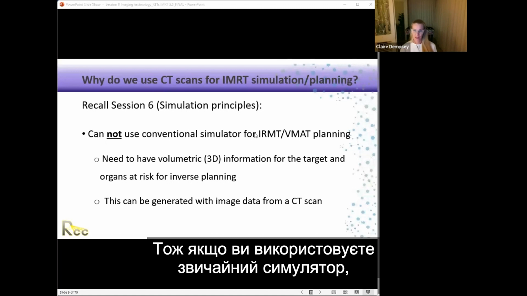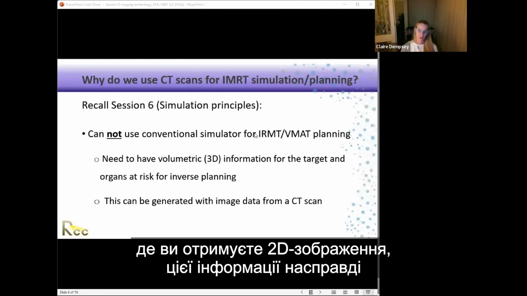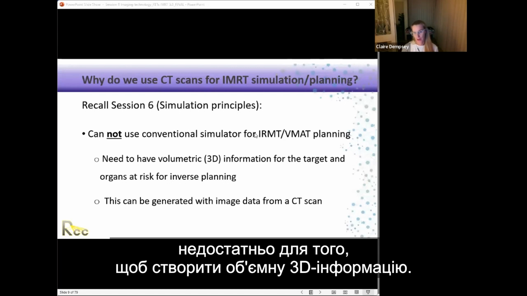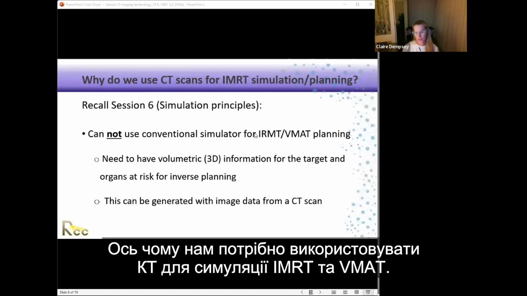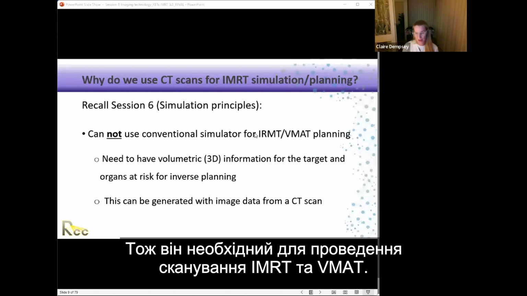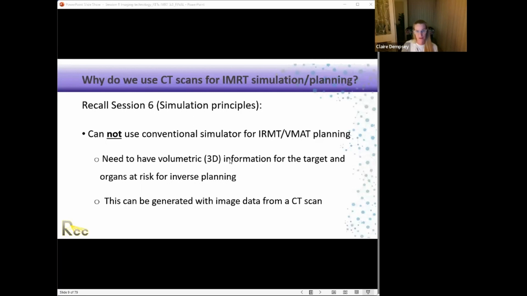So if you use a conventional simulator where you're getting those 2D images, it's really not enough information for us to create that 3D volumetric information. So this is why we need to use a CT scan for IMRT and VMAT simulation scanning. So it's essential for doing IMRT and VMAT scanning.